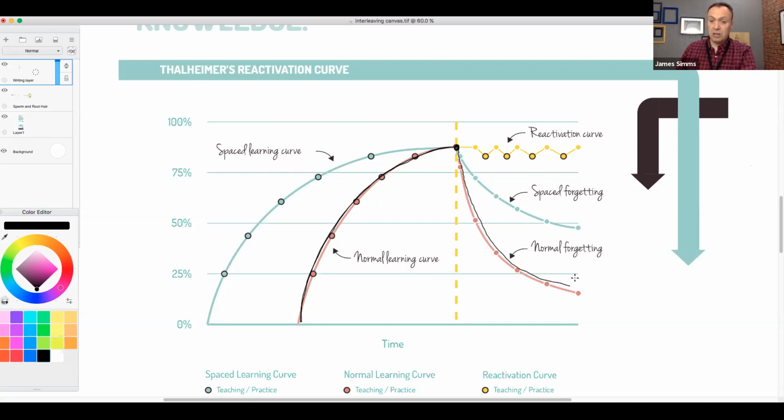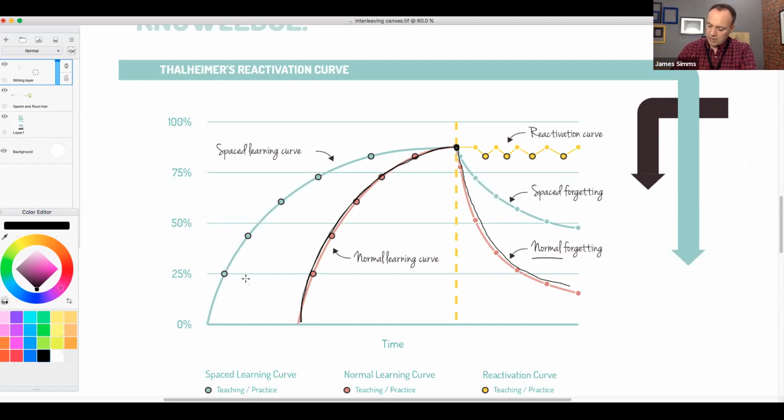So if we learn it fast, basically we forget it quite fast. That's referred to as normal forgetting. We learn it in blocks, we learn it in one go, we're going to forget it reasonably quickly. Of course, there are other variables that influence that: the quality of the teaching, how much practice has been done, the meaningfulness of the message. All that has an impact. So of course, better teaching is going to lead to less forgetting.